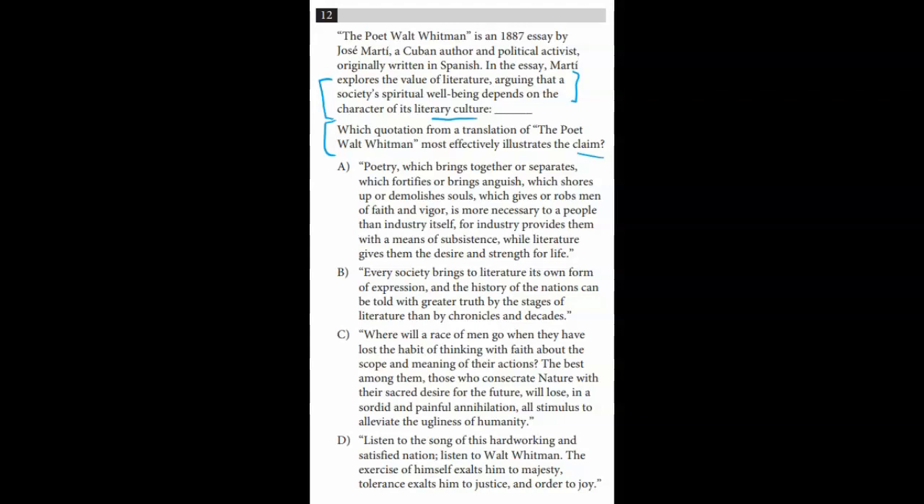"Poetry, which brings together or separates, which fortifies or brings anguish, which shores up or demolishes souls, which gives or robs men of faith and vigor, is more necessary to a people than industry itself. For industry provides them with the means of subsistence, while literature gives them the desire and strength for life." I like this one because it talks about how it can bring together or separate.